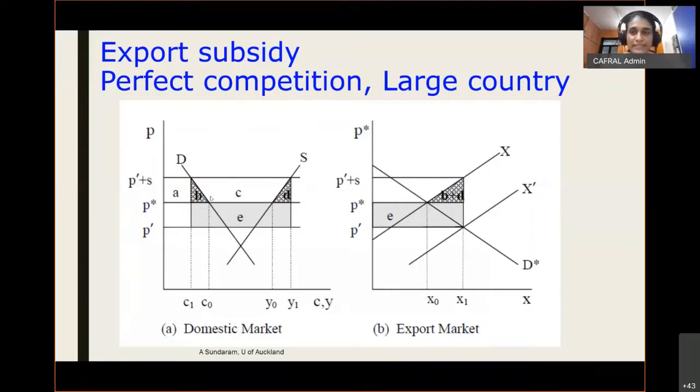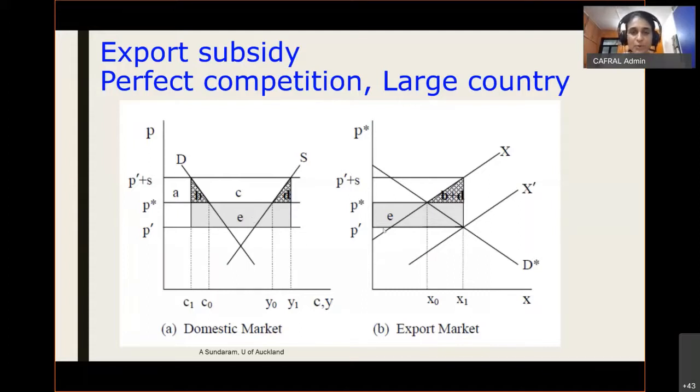So if you do the net calculation, what you will see is that this entire section, B, D, and the big section E here, all of this is loss coming from the export subsidy. And the extent of this rectangle E will tell you how big a terms of trade effect is. So the bigger the negative terms of trade effect, the bigger is the loss for the country coming from E. Okay.